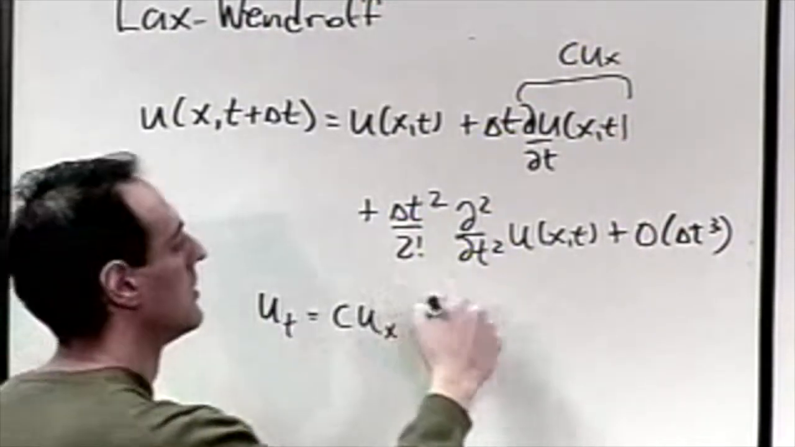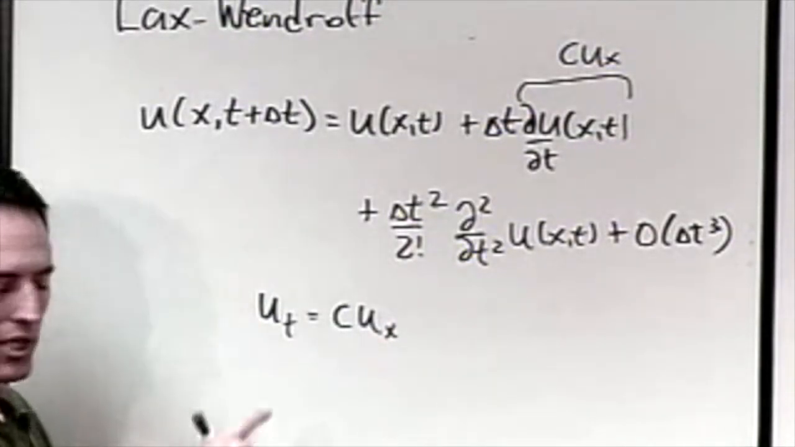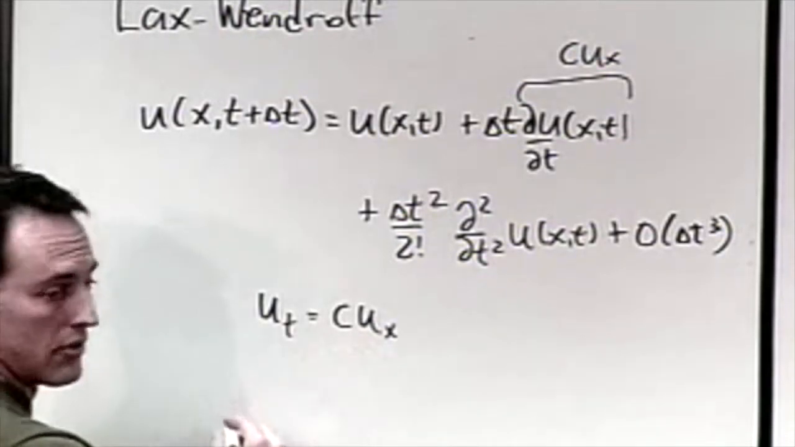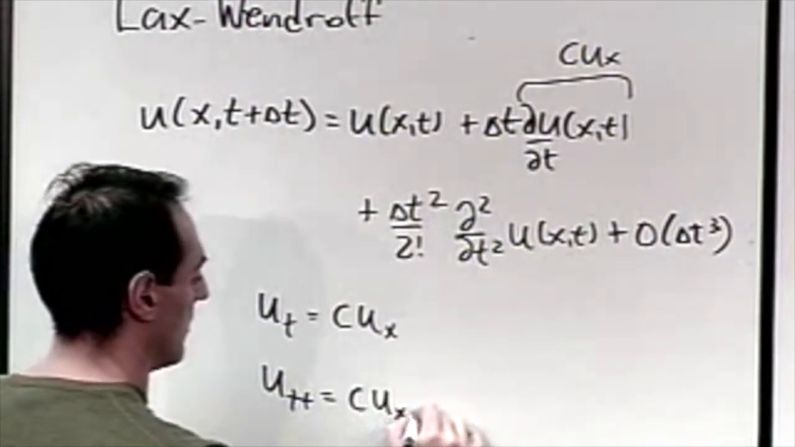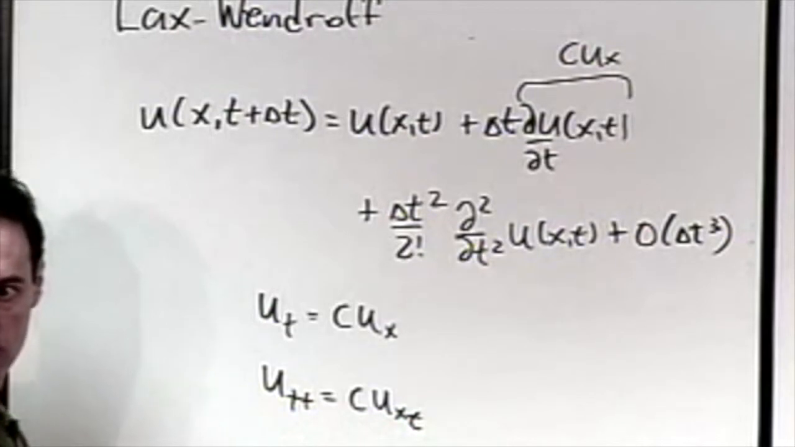What about this second derivative? What do I do with that? Well, check out this equation. Take a time derivative of the whole equation, both sides. What do you get? u_tt is equal to c u_xt. Well, partial differentiation can be interchanged.